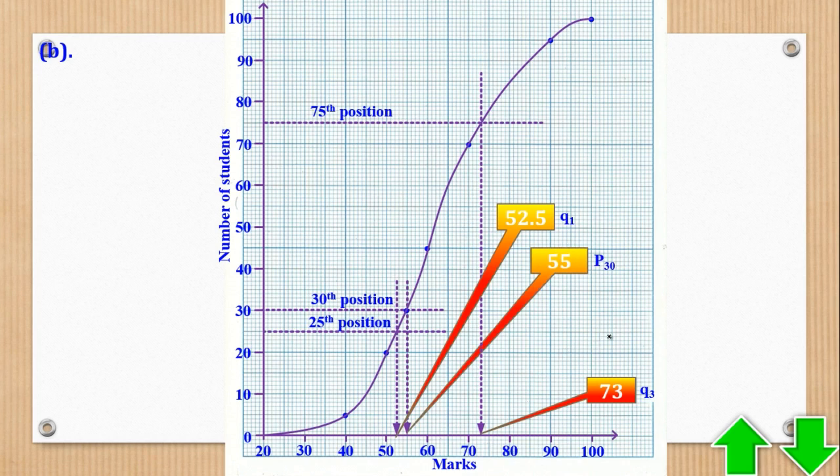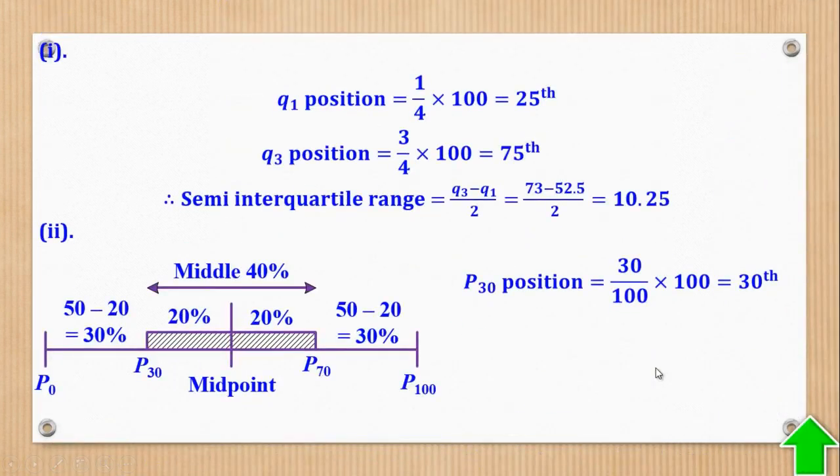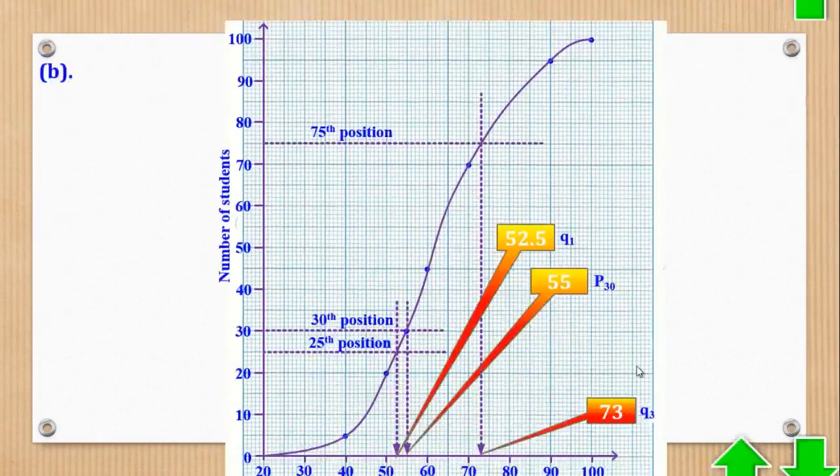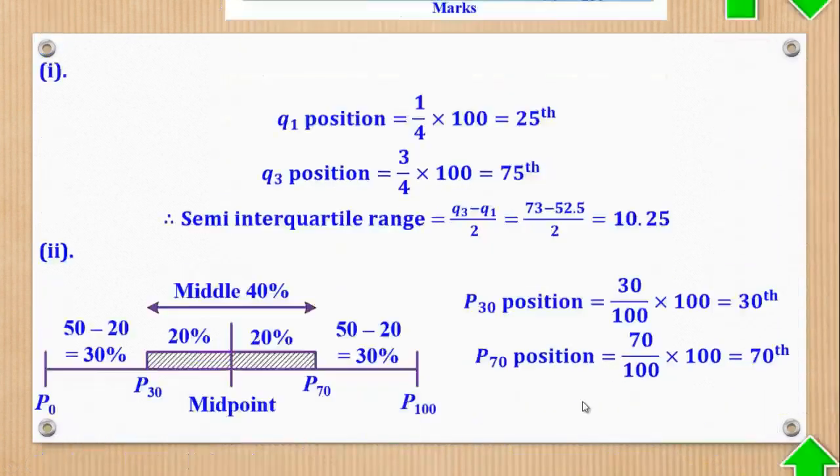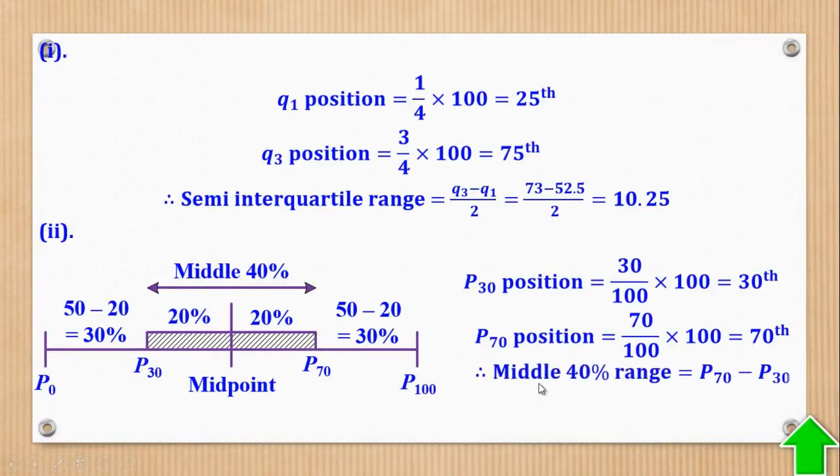What about P70? For P70, still get the position, which is 70, and then come back here and locate it. Then you can drop a perpendicular and read off that value. Then you can come back here and answer, get the middle 40% range, and that's what they wanted.